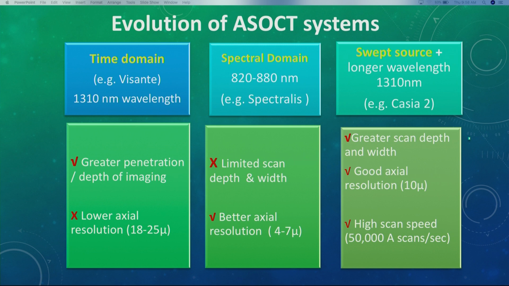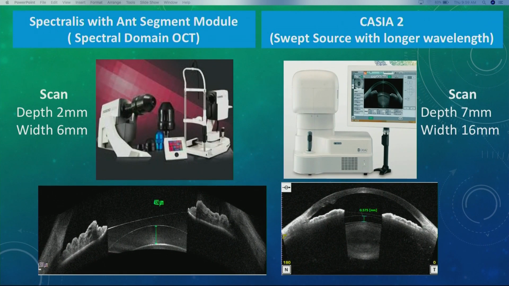And so we get a greater scan depth and width, a good axial resolution, which is between the previous two, and also high scan speeds. So these images are much less prone to motion artifacts. An example of two types of OCTs.